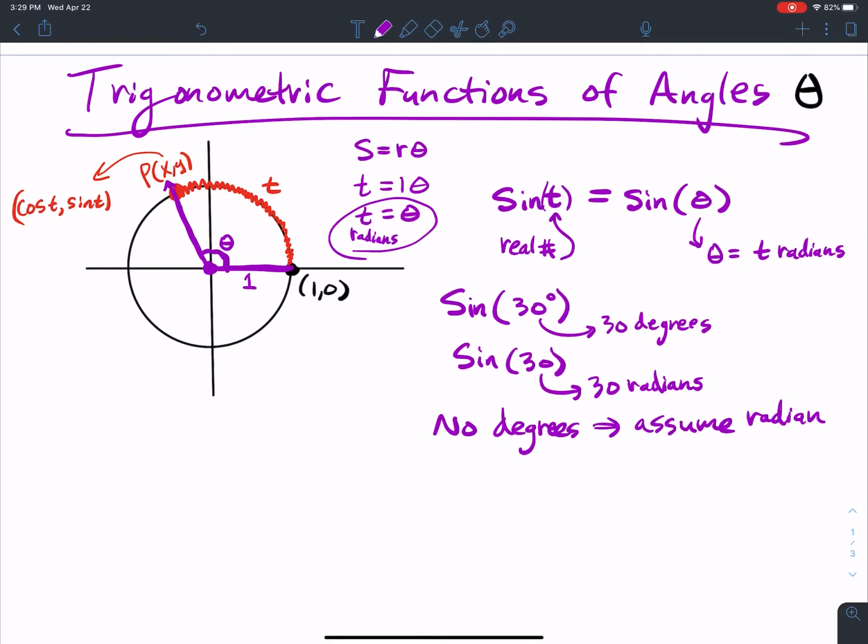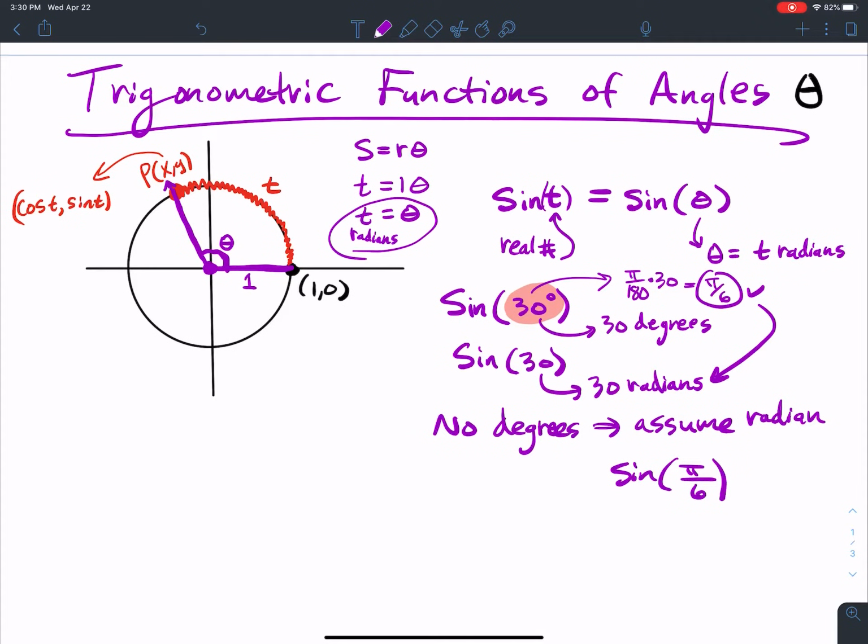Like you could have the sine of pi over 6. That would be no degree symbol. That's radian form. It's pretty easy to convert between degrees and radians. The only thing we have to do is take that 30, to convert to radians, and multiply by pi over 180. If I multiply through, I get pi over 6, and that's the radian form.